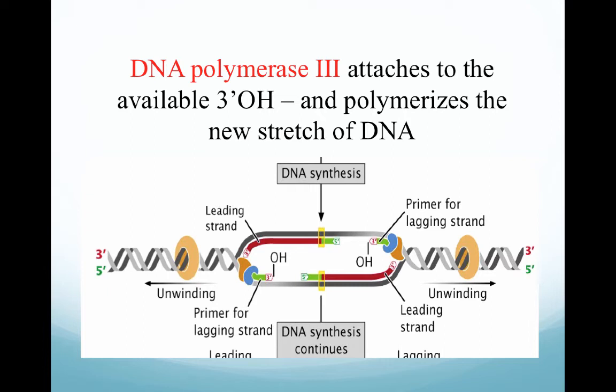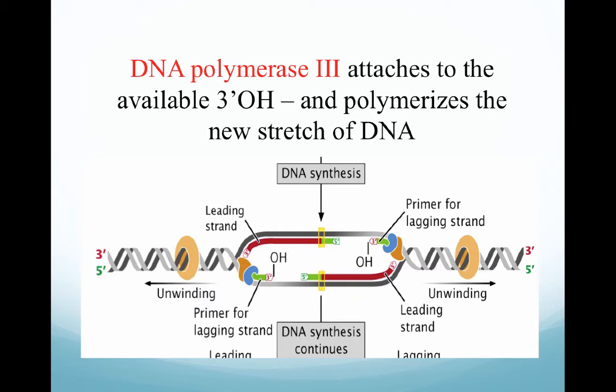So DNA polymerase 3 is going to be a really big enzyme that is going to come in and attach to available 3' OH groups. And this is going to be on the primer. And then DNA polymerase 3 is going to polymerize the new stretch of DNA. Okay, and polymerize is a fancy word for create. So it's going to bring nucleotides in together, start binding them to the 3' OH end, and start synthesizing that new strand of DNA based on the roadmap provided by the DNA template or the old strand of DNA.